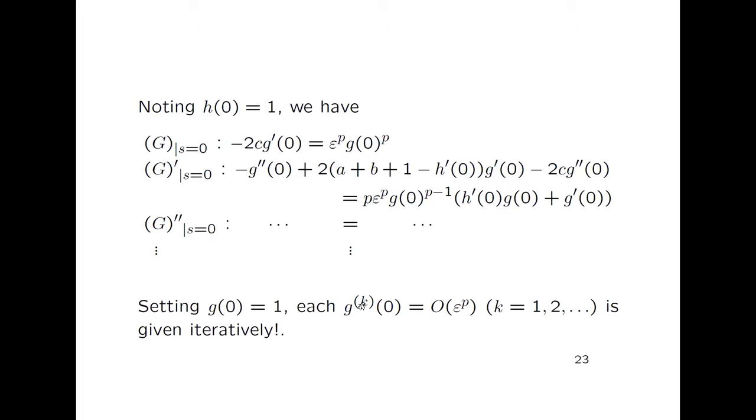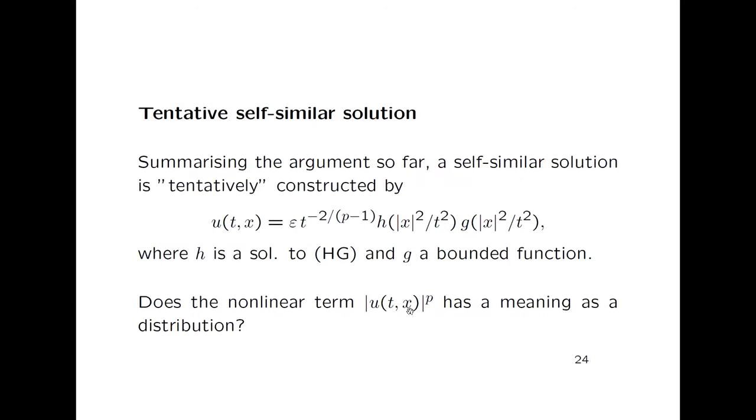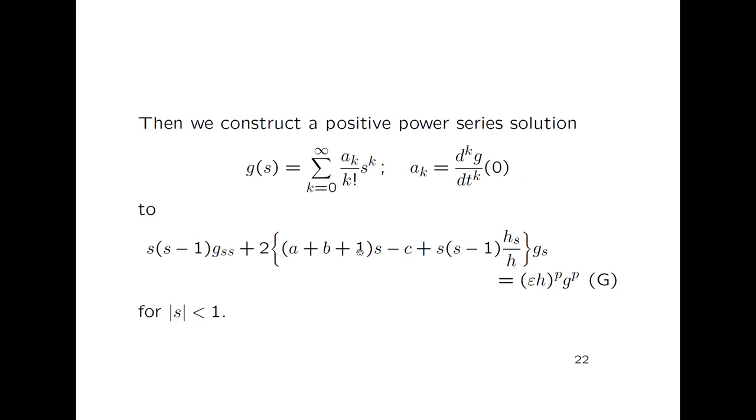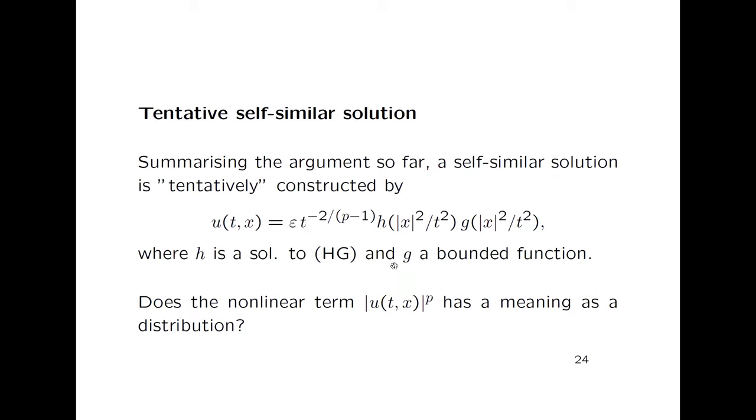The important thing is that by some induction argument, we can see that the value of the kth derivative at zero is of this small order here. Once we establish this property, we see that this power series converges. So by such a strategy, we can say that this power series solves the equation. This is a very basic strategy, and in this way we can construct the self-similar solution.